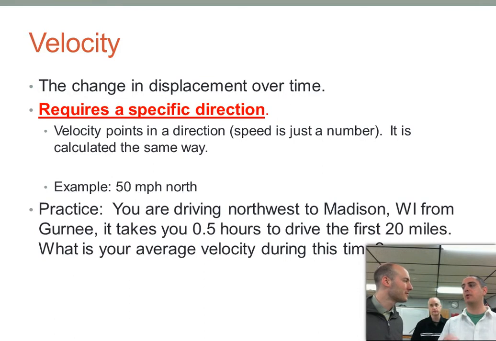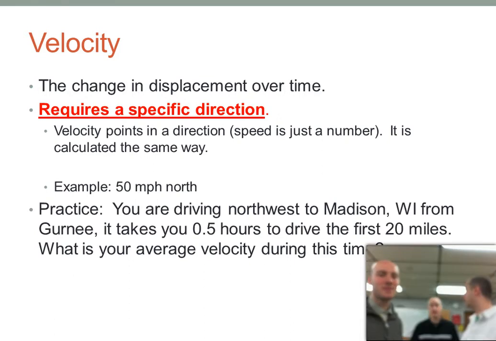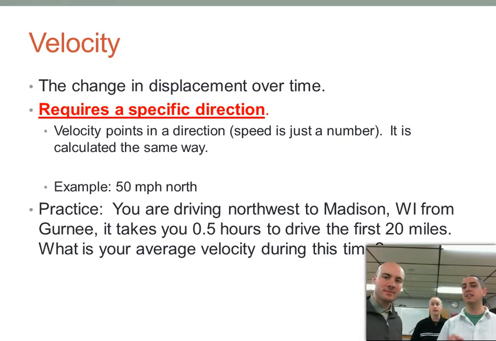It's not just miles per hour. It's like miles per hour north or south or east or to the right or to the left, or up or down, or backwards, or up the stairs, or across the top of the building, or through the lake, whatever. The key thing is that it's got a direction to it. If it doesn't have direction, then it's just speed.